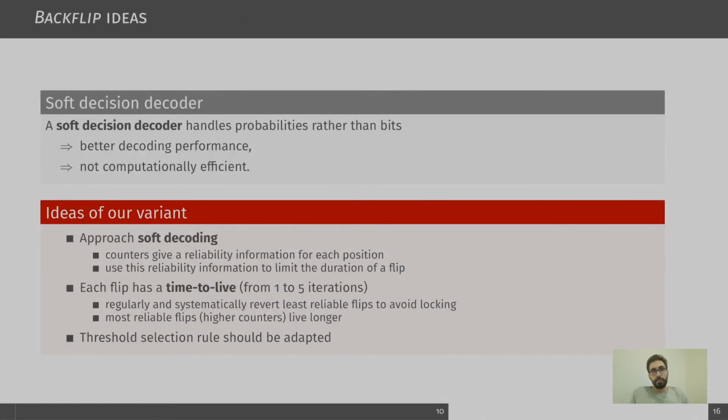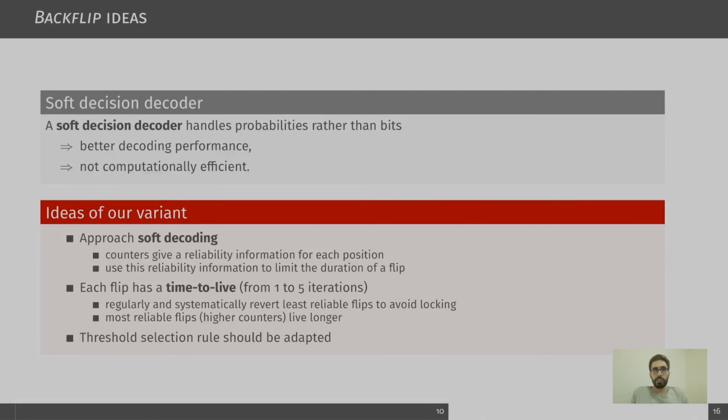So we want to introduce some ideas from soft decision decoders. These decoders have better decoding performance, but they are more complex. So what we want to do is to keep the simplicity of a bit flipping algorithm and to add some ideas from soft decision decoders.